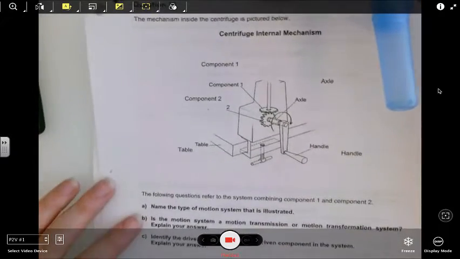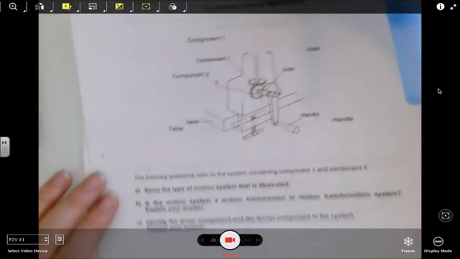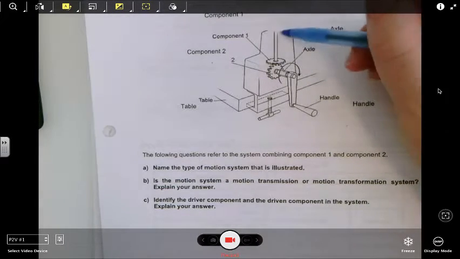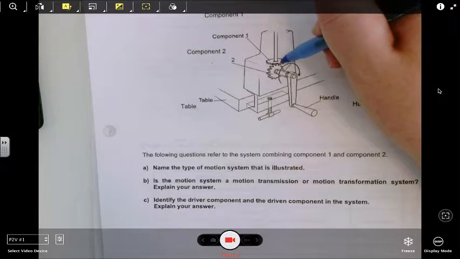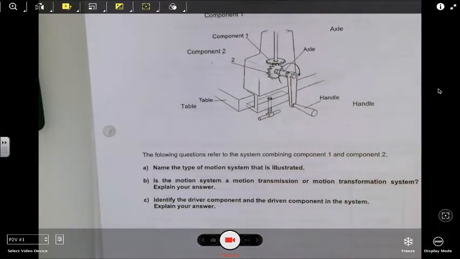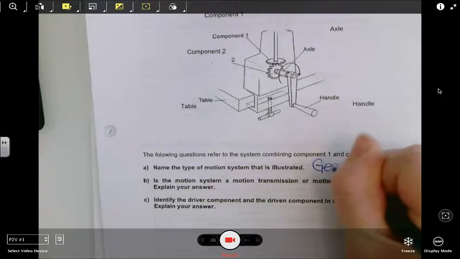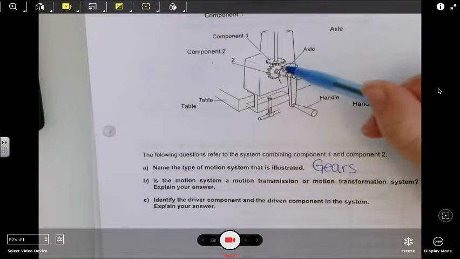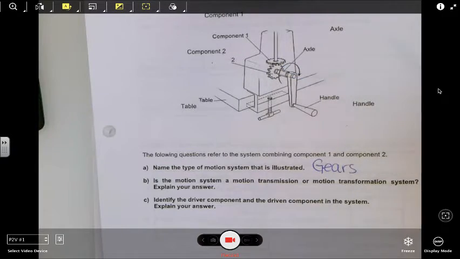Okay? So for this one, they're showing us the inside of the centrifuge. And it says, name the type of motion system that is illustrated. So they're talking about component 1 and 2. Component 1 is a gear, and component 2 is a gear. So that's what they're asking you, what kind of system is this? All you have to write is gears. That's it. Just remember that if you have wheels that don't have teeth on them, those are called friction wheels, but if there's teeth on it, it's called gears. That's all you have to write for A.